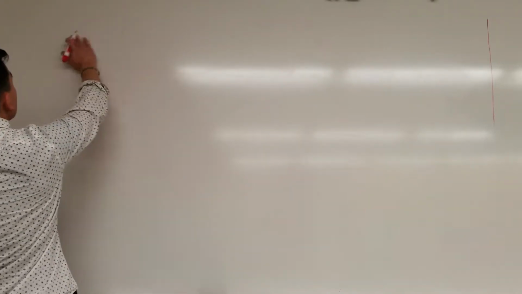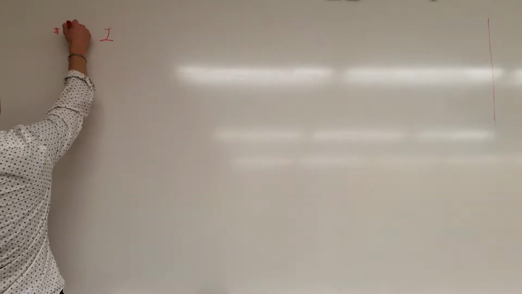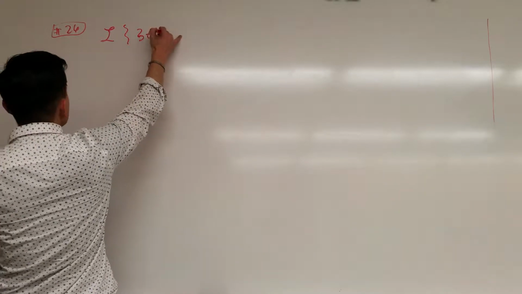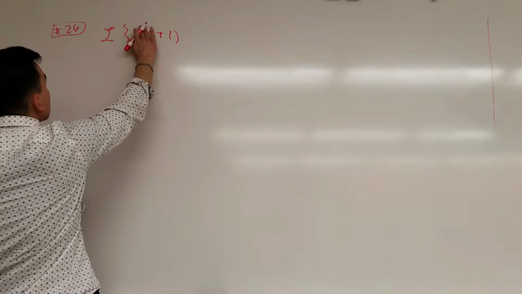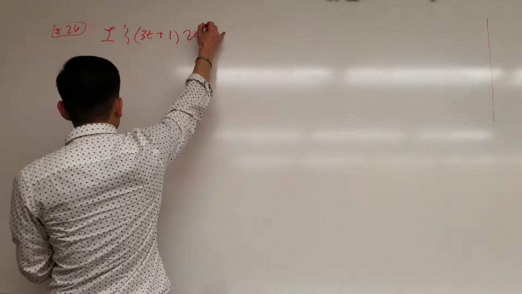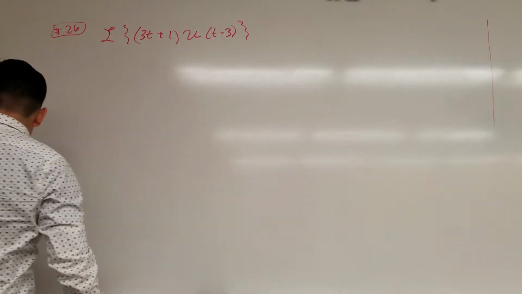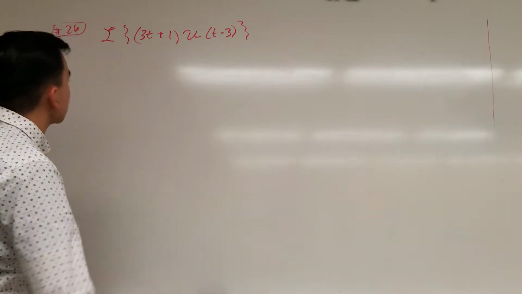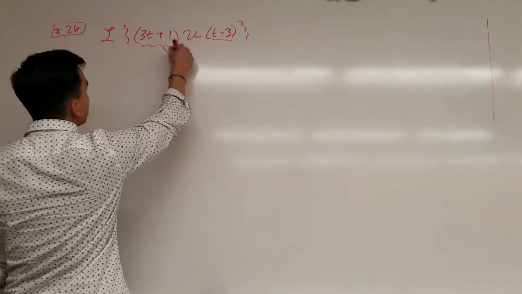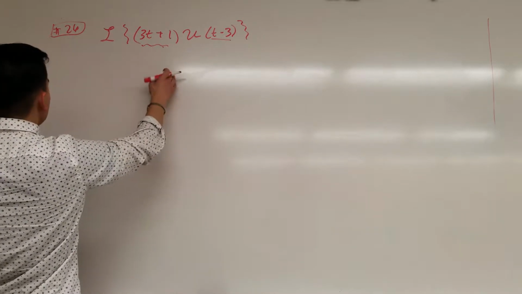All right, so let's start off with this problem, which is number 26. We have the Laplace of 3t plus 1 times the unit step t minus 3. All right, so this definitely has to be t minus 3, right? This has to match with this. Right now they don't match. So they need to match. How do we make it match?